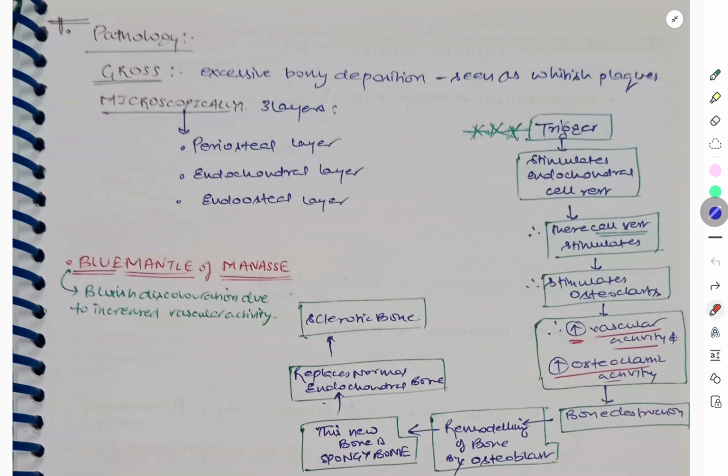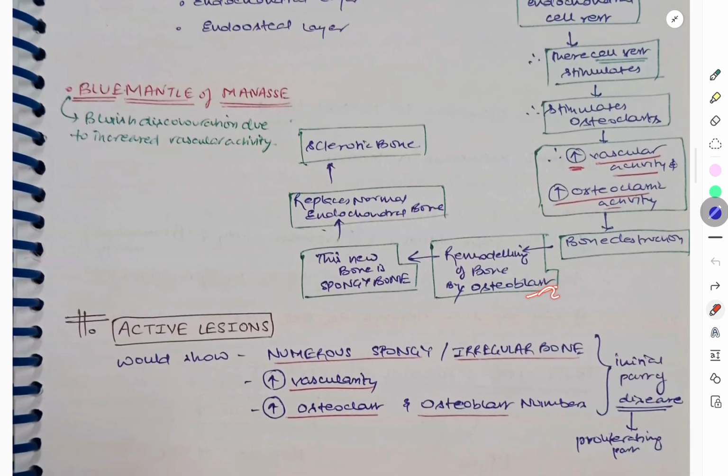As soon as bone destruction starts, the bone starts remodeling by osteoblasts. So bone destruction causes bone remodeling, and after some time it will cause spongy bone formation, and after some period of time that spongy bone will replace the normal endochondral bone, and with time it will become sclerotic bone.